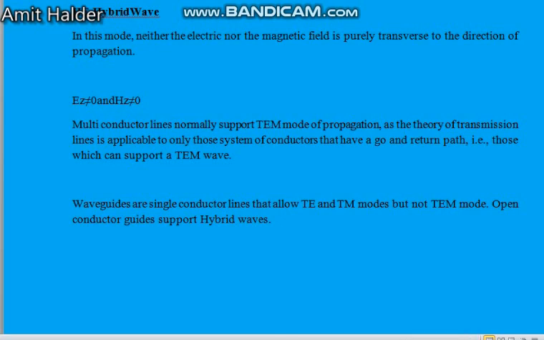Multi-conductor lines normally support the TEM mode of propagation, as I have told you before. The coaxial lines or transmission lines show TEM wave generation. But waveguides are single conductor lines that allow only TE or TM modes but not TEM mode, because the three modes cannot exist in the same case. If you choose open channel single conductor lines, you can easily understand that it should be TE or TM, not TEM.